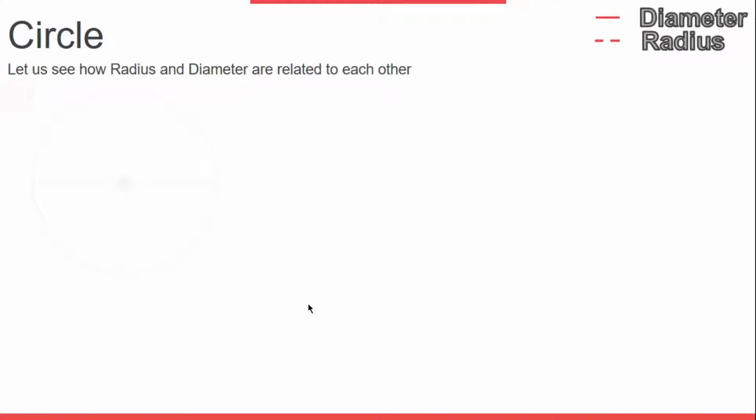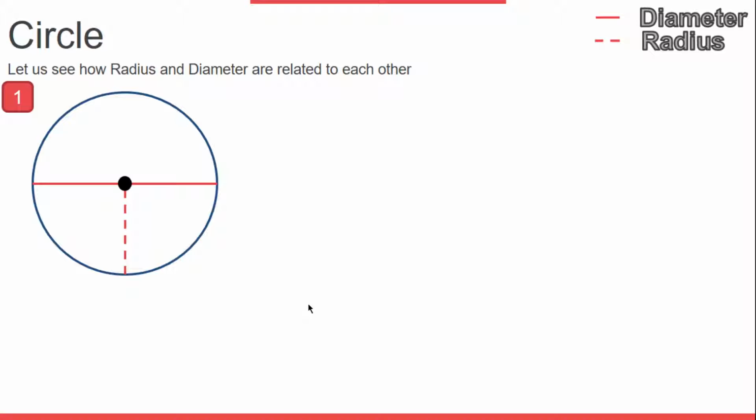So here I am going to bring up the first question for you. You can see a circle drawn, and the red bold line denotes the diameter, whereas the dashed line denotes the radius. Now what if I was to give some measurements to this? For example, here I give the diameter as 8 cm and the radius as 4 cm.